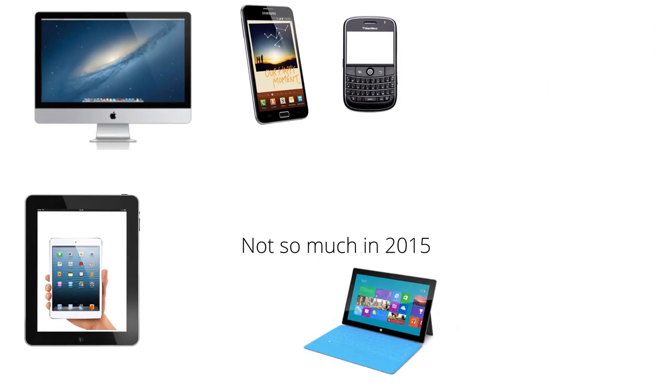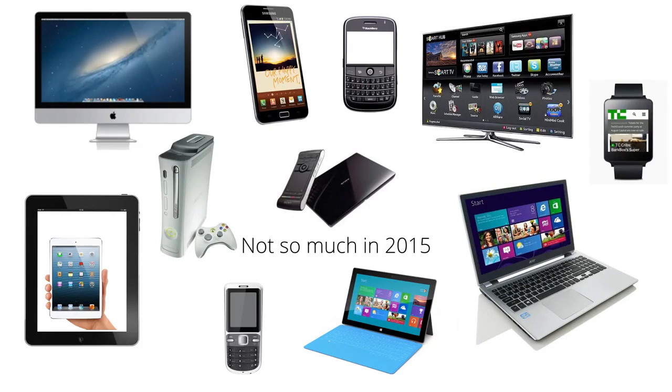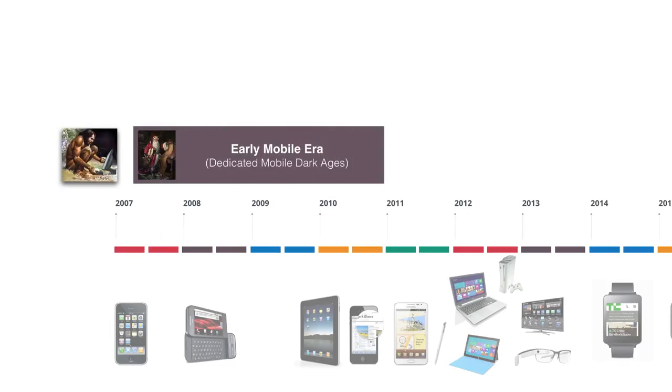Not so much in 2015, right? We've got all this stuff to build, and there's no way you're building a TV, a phone, a phablet, a tablet, a small tablet, and everything in between. So it's really just not practical anymore as an approach. I'll call this the early mobile dark ages of dedicated mobile, which takes us out to 2011.